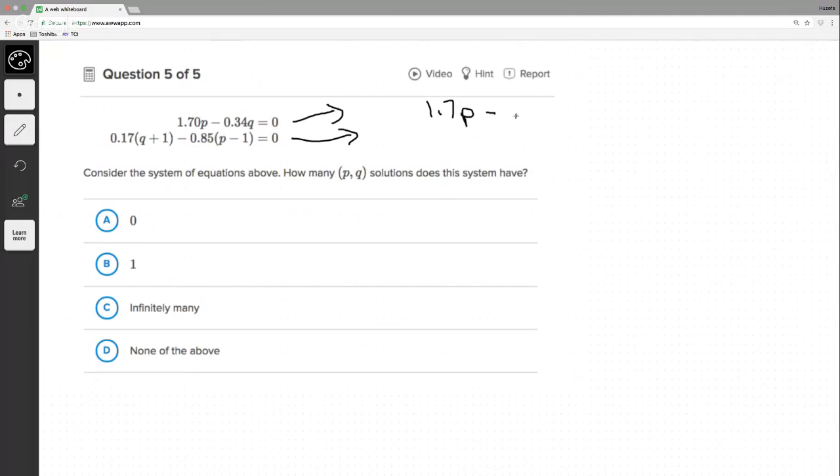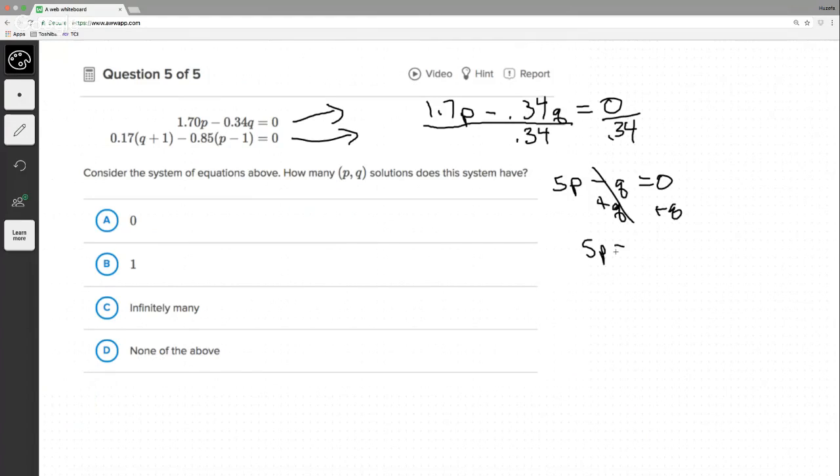Again, I don't have one with me, so I just kind of go with it. We can divide everything by 0.34. Both sides by 0.34. This is going to be nice because 0.34, I believe, goes into 1.7 5 times, right? You can verify this on your calculator, this ends up becoming 5p minus q equals 0. And guess what? That means if we add q to both sides, we get 5p equals q.